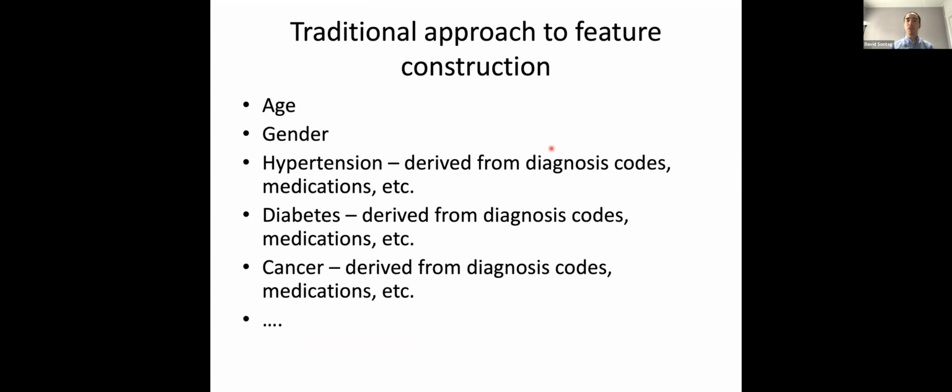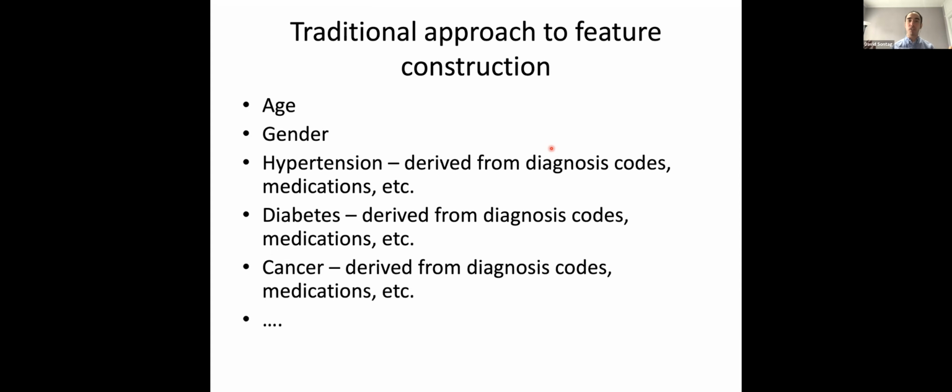So a traditional approach to feature construction might take some of the factors that earlier work using electronic medical records had shown already to be predictive. You might take the patient's age, their gender. You might try to derive from all of the data I showed you whether the patient has hypertension. For example, looking at a set of hypertensive codes, looking at medications that are used to treat hypertension, and saying if any of this set of codes or any of this set of medications are present, then the patient has hypertension, yes or no, 1 or 0.